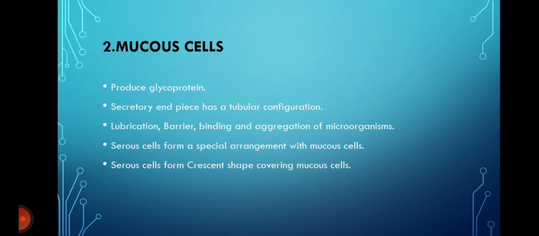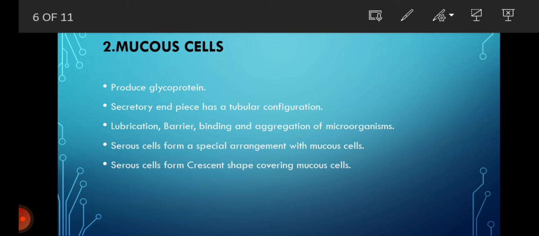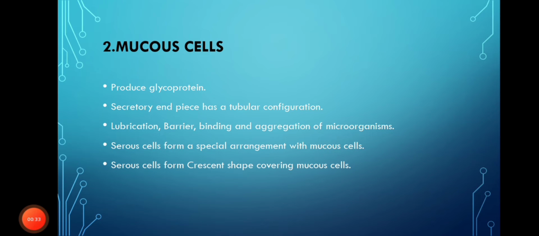And the second one is the mucus cell. They produce glycoproteins. Their secretory end piece has a tubular configuration. The main functions of the mucus cells are lubrication, barrier, binding and aggregation of microorganisms. The serous cells form a special arrangement with the mucus cells. Serous cells also form a crescent-shaped covering over the mucus cells.